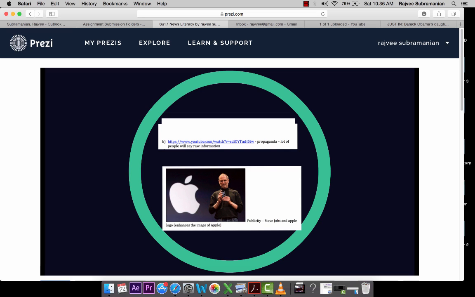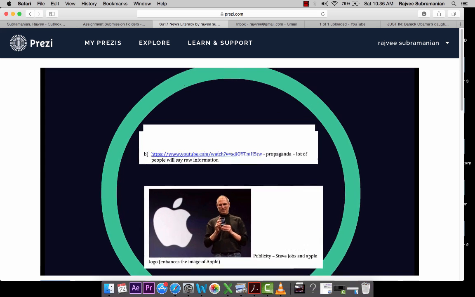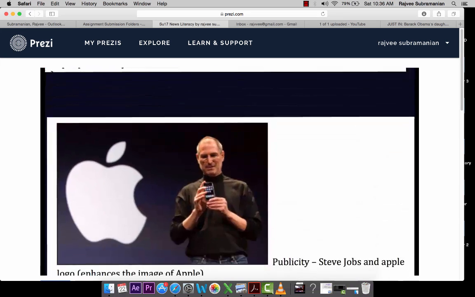And again, we saw this screenshot of Steve Jobs posing in front of Apple. This is definitely publicity, because anything like a logo, they're trying to reinforce the quality of Apple. So you should be able to look into all these minute details. And again, as I told you, you will have to work on this again and again.